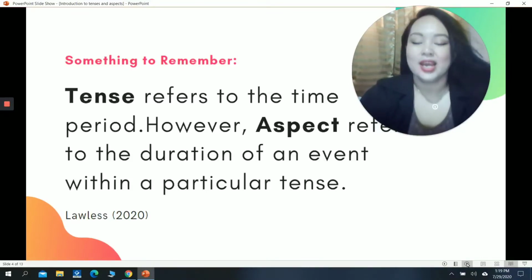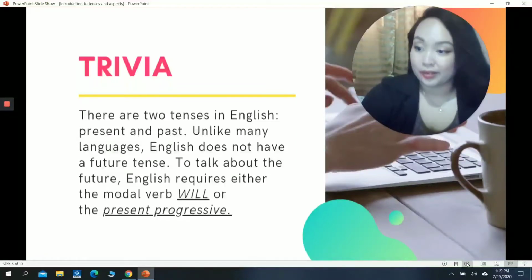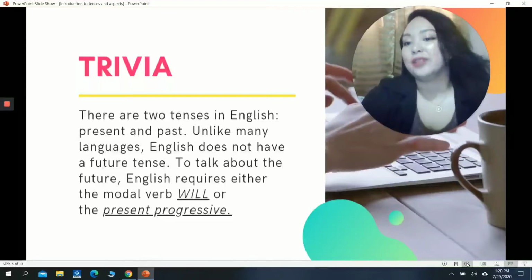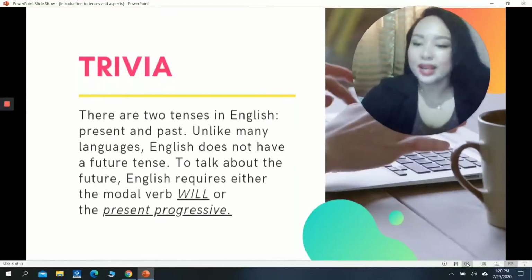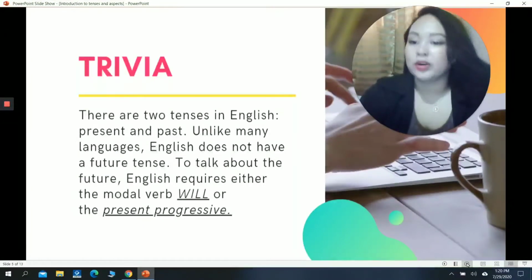All right. So next, let's have a little trivia. Now, according to our trivia, there are only two tenses in English. We have the present and then the past. So unlike any other languages, English does not have a future tense. This is a misconception because in order for us to talk about the future, it requires a modal verb will or a present progressive form.